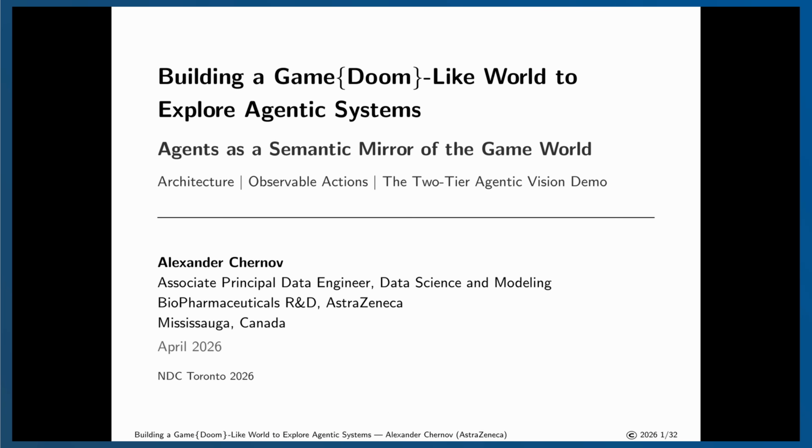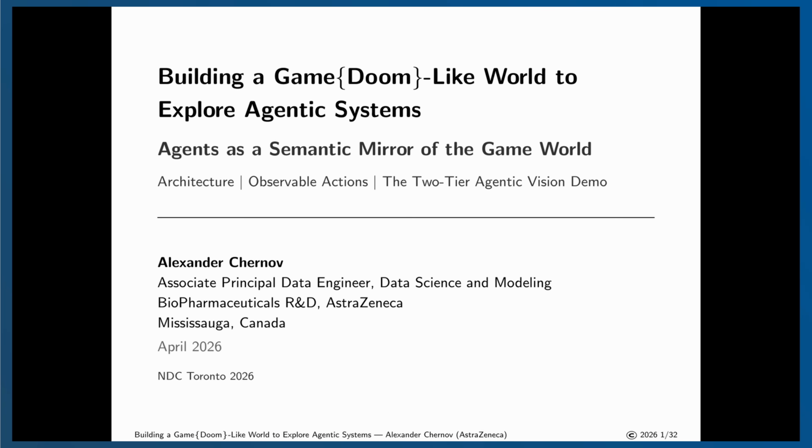We're trying not to rebuild the entire Doom in agents. What we're trying to do is understand the semantics of the game and replicate them in agents. So it's a bit smaller in scope, but very similar to what digital twins are intended for. We'll talk about architecture, observable actions, and a two-tier agentic vision demo. I hope that demo will work.